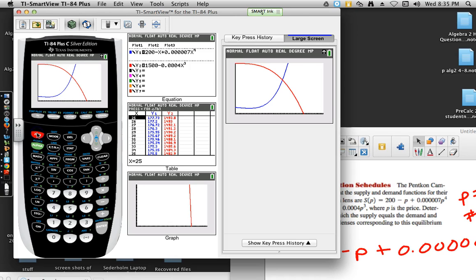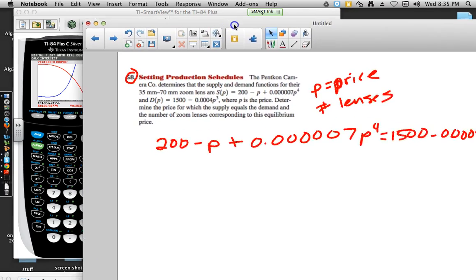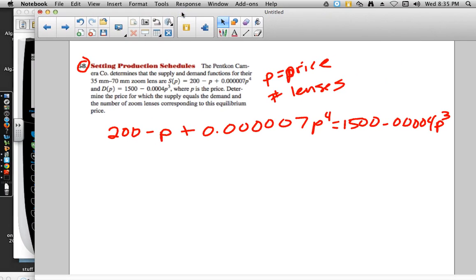So second, trace, number 5, enter, enter, enter. And there it is. So $106.99. And it looks like we'd have to sell a little bit more than 1,010 lenses. Be really tempted. In fact, I think I'm going to round that up to 1,011 lenses because you can't have a portion of a lens.